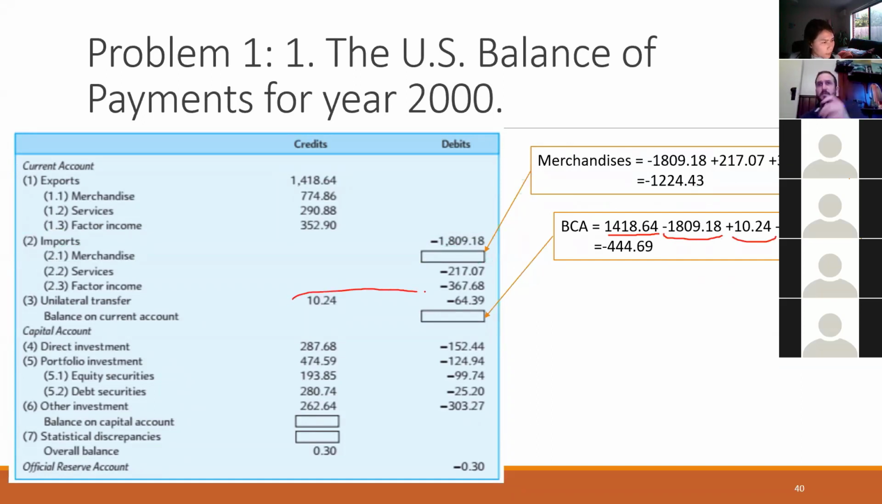Oopsie, sorry. In the unilateral transfer, I actually have two entries. For credits, I've got 10 point something, and for debits, I've got 64 something.